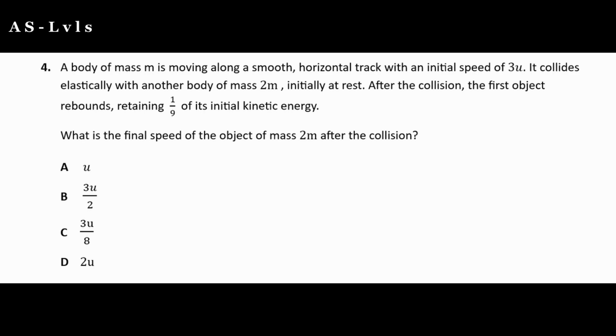Question 4. A body of mass m is moving along a smooth horizontal track with an initial speed of 3u. It collides elastically with another body of mass 2m, which is initially at rest. After the collision, the first object rebounds, retaining 1/9 of its initial kinetic energy. What is the final speed of the object of mass 2m after the collision?